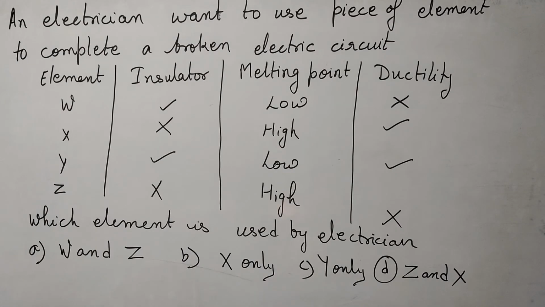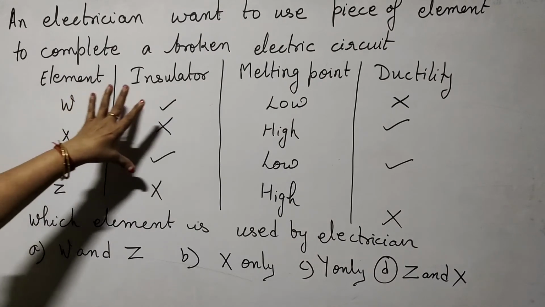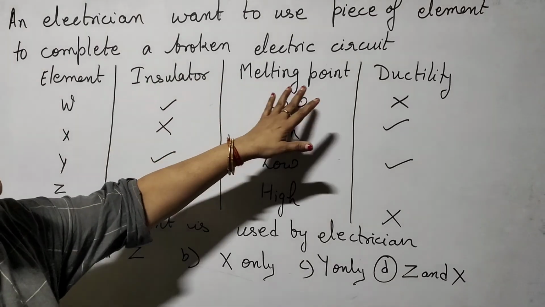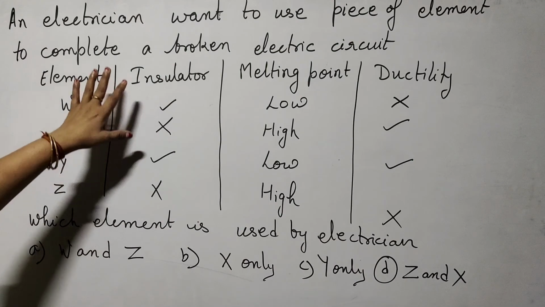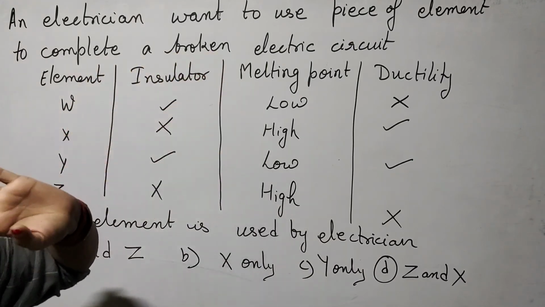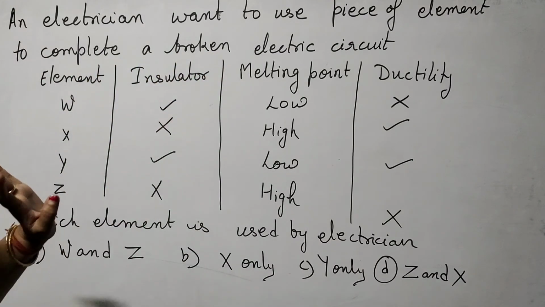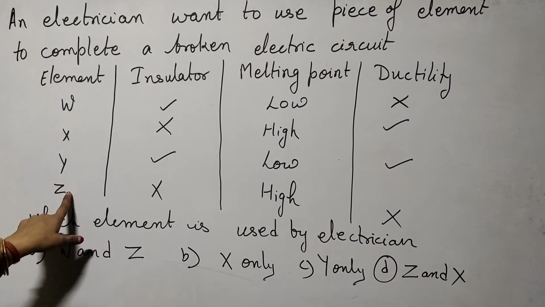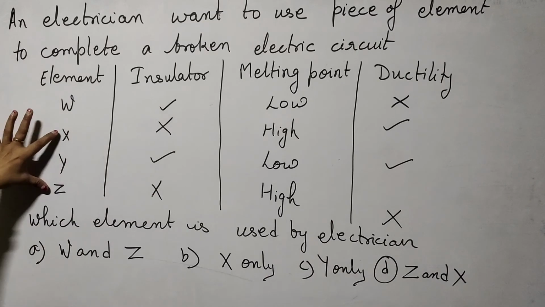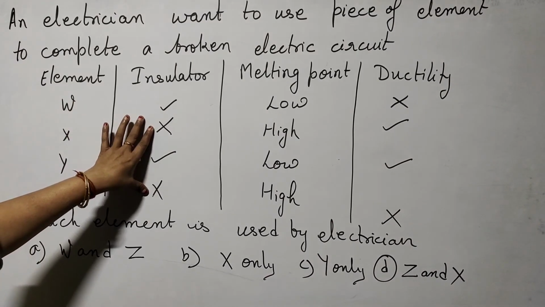Now the question is, an electrician wants to use a piece of element to complete a broken electric circuit, and there are the 4 elements W, X, Y and Z. They have different properties of insulator, melting point and ductility. So from the options, if we want to complete a broken electric circuit, it must be a conductor, it should not be an insulator. So this is not an insulator X and this is not an insulator Z. So option X or Z maybe we have to follow.